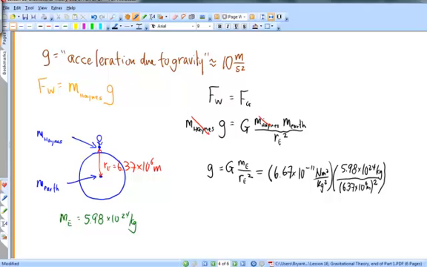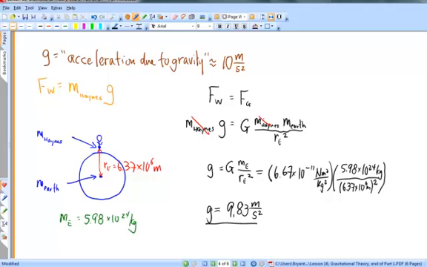So big G is 6.67 times 10 to the minus 11 newton meters squared per kilogram squared. Multiply that by the mass of the Earth, 5.98 times 10 to the 24 kilograms. Divide that by the square of the radius of the Earth, 6.37 times 10 to the 6 meters, and I've got to square that number. I'm going to feed all that into my calculator and see what comes out. When the smoke clears, my calculator says I get roughly 9.83 meters per second squared.